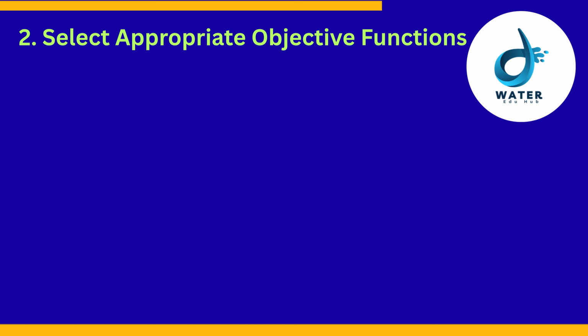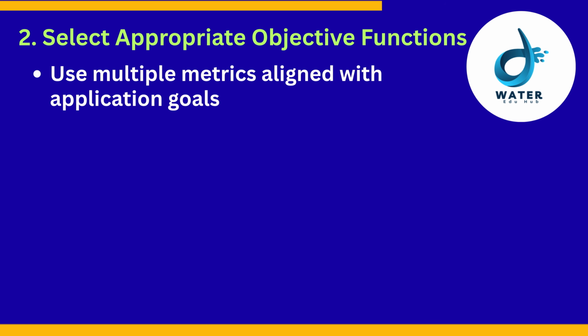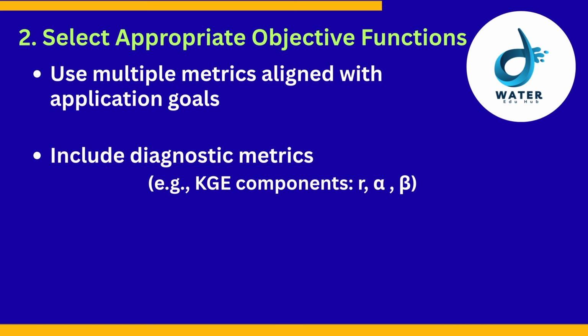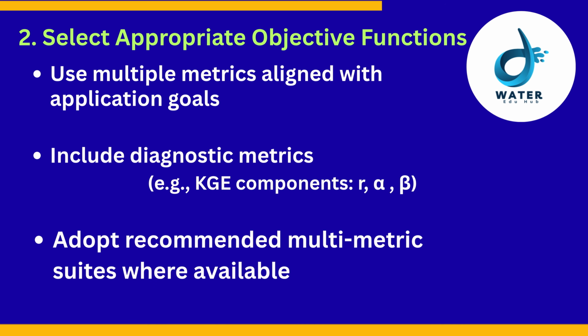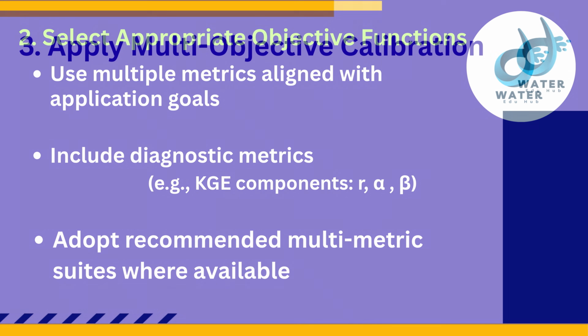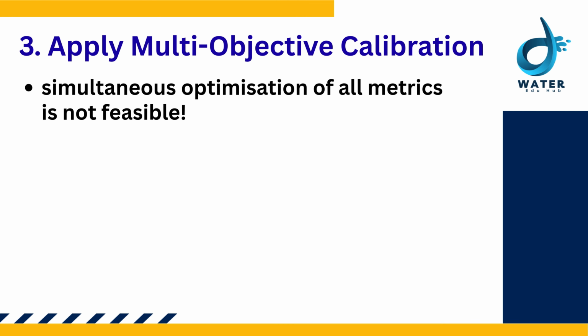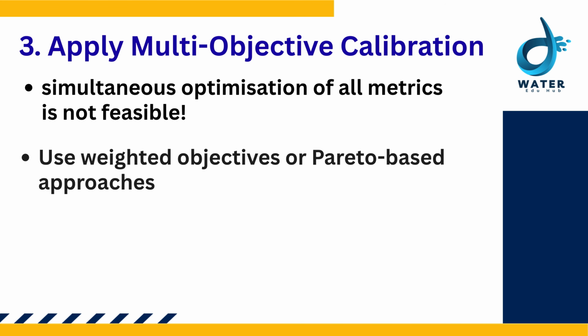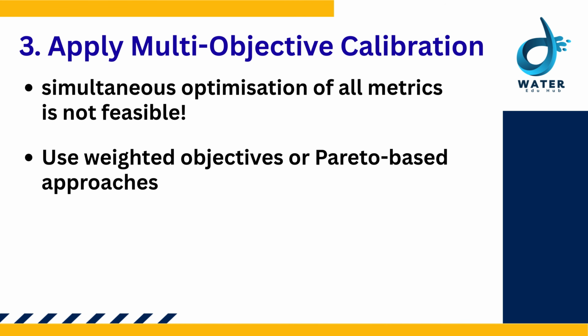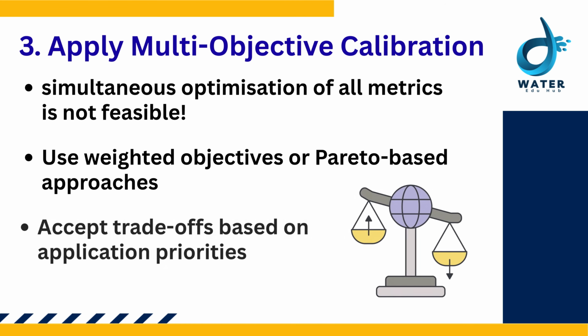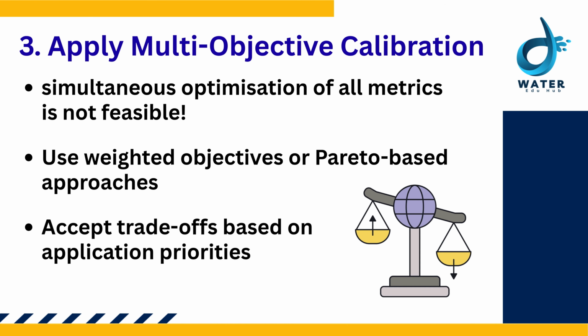Second, select appropriate objective functions. Use multiple metrics aligned with application goals. Include diagnostic metrics such as KGE components, and adopt recommended multimetric suites where available. Third, apply multi-objective calibration. Recognize that simultaneous optimization of all metrics is not feasible. Use weighted objectives or Pareto-based approaches. And finally, accept trade-offs based on application priorities.